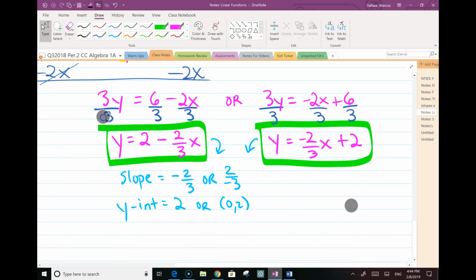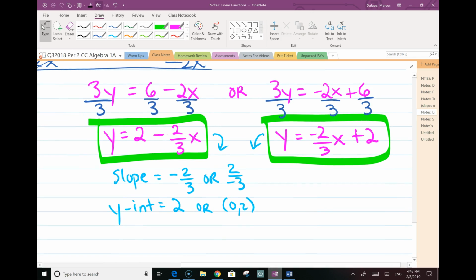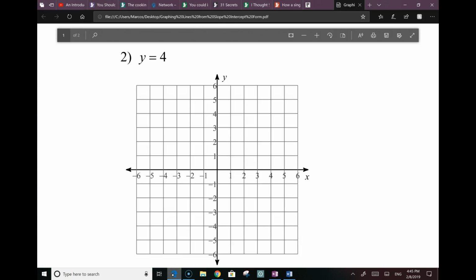So if you ever have to graph a line and it's not in slope-intercept form, and you need to graph it from that form, you simply have to transform it. Then you can identify the parts that you need, right? And then you can go ahead and do what you need to do. So with that in mind, let's go ahead and do our final example.